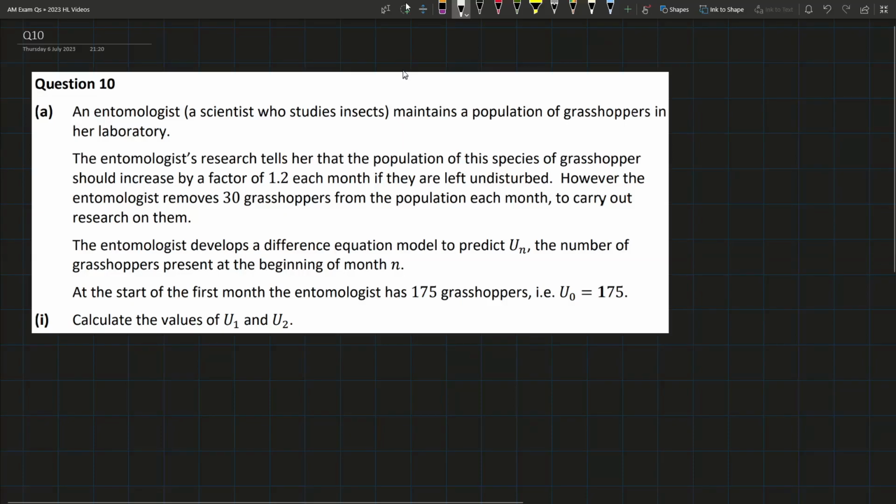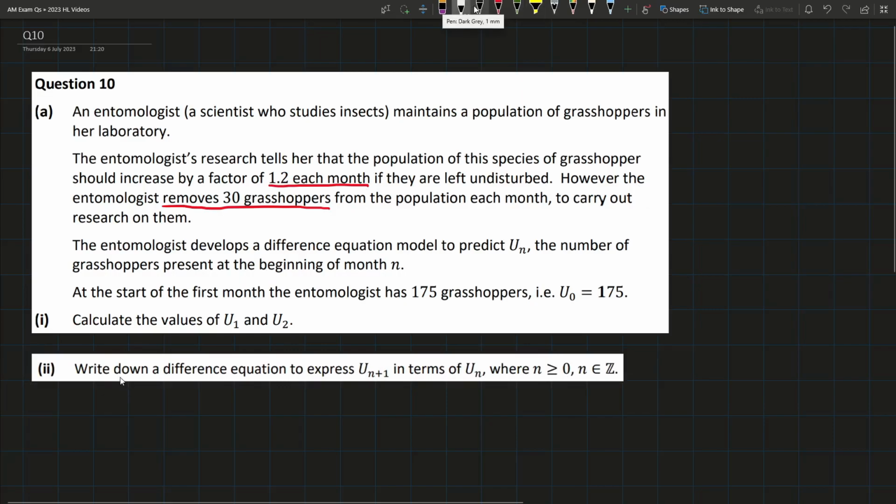So the first half of question 10 is about difference equations. There's basically this population of grasshoppers, and they know a little bit about the population. It's going to increase by a factor of 1.2 each month, but the entomologist removes 30 grasshoppers, so they remove 30 from the population each month to carry out research on them. And then the last important piece of information is that at the start of the first month they have 175 grasshoppers, so U0 is 175.